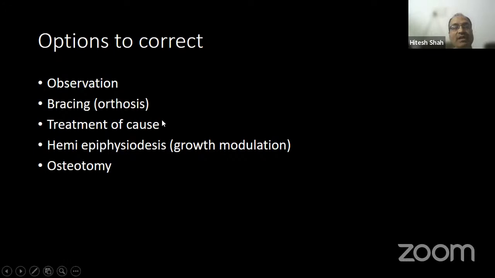Treatment of the cause: we cannot change the bone dysplasia or hereditary multiple exostosis. Treatment of the cause is particular to rickets, where it's a reversible medical disease, not a surgical disease. Hemiepiphysiodesis is the option for a child. Once skeletal maturity or near maturity is reached, hemiepiphysiodesis will have a role in the early correction.